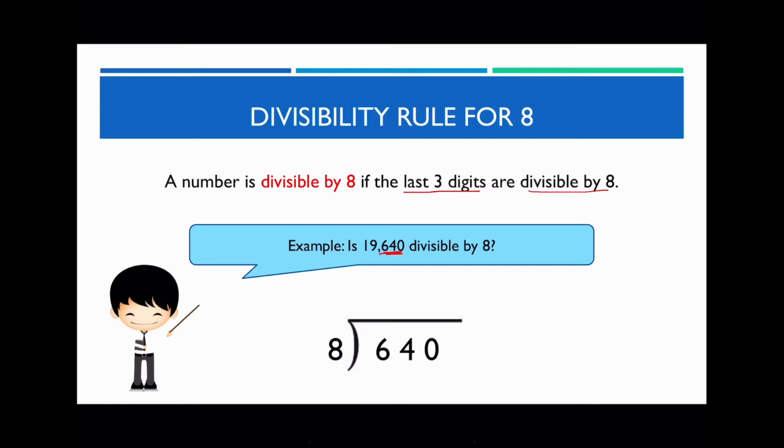So how many times can 8 go into 6? That would be 0. We then write the remainders next to the next digit. So therefore this number over here now becomes 64. How many times can 8 go into 64? That becomes 8 without any remainders at all. How many times can 8 go into 0? That would be 0. So therefore our answer would be 80. Notice that you've got a nice whole number here without any remainders. Because you got no remainders at all, this indicates that 19,640 is divisible by 8.